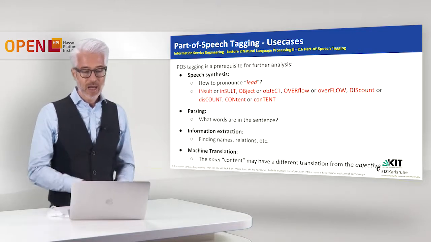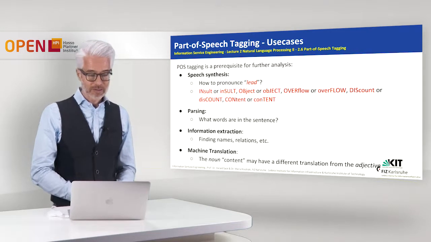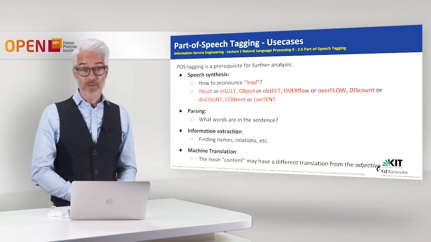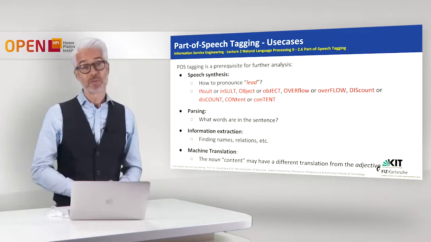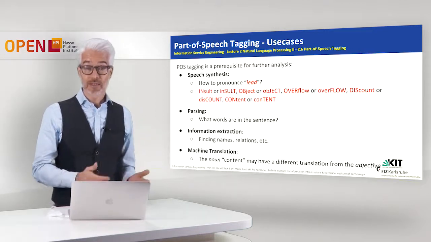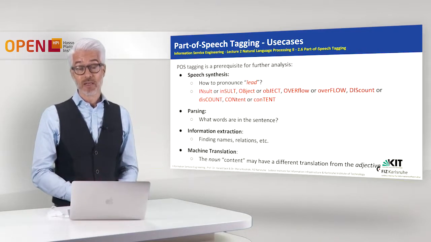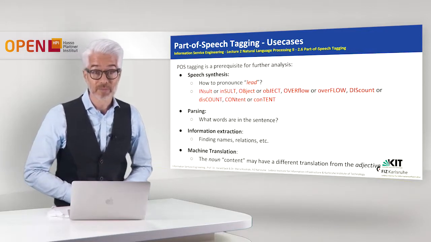So how do I pronounce lead or lead? How do I pronounce insult or insult? How do I pronounce object or object? So if you pronounce the first syllable or the last syllable, this changes the meaning of the word. And of course, this has to do with what part of speech this word belongs to. If you know the part of speech, it's more clear how you should pronounce the word. So therefore, this is a use case where you use part-of-speech tagging.